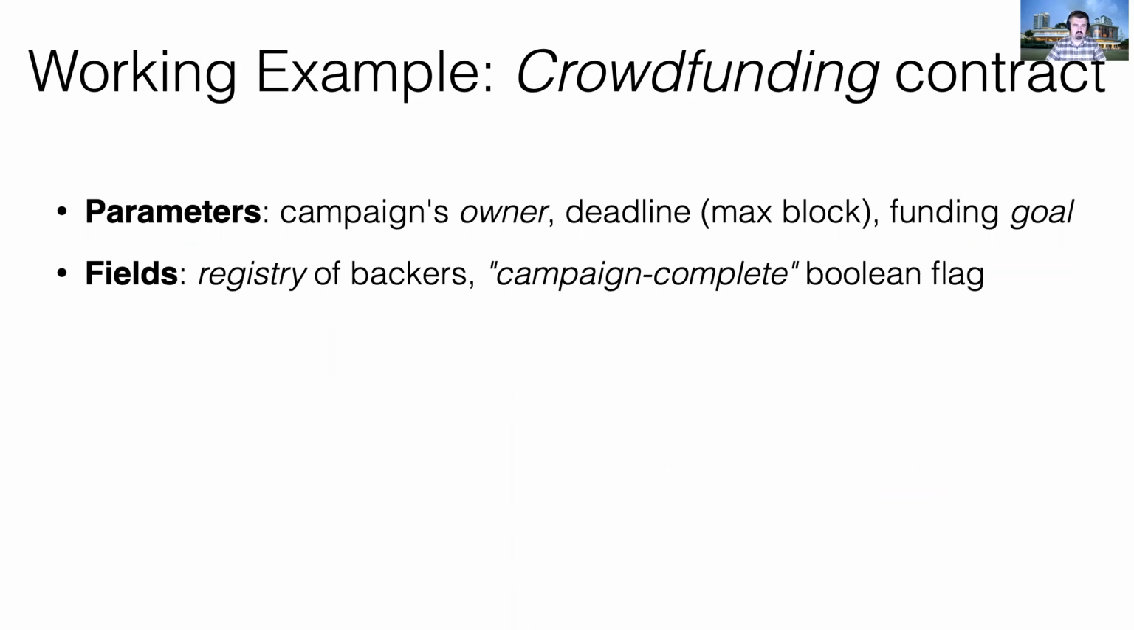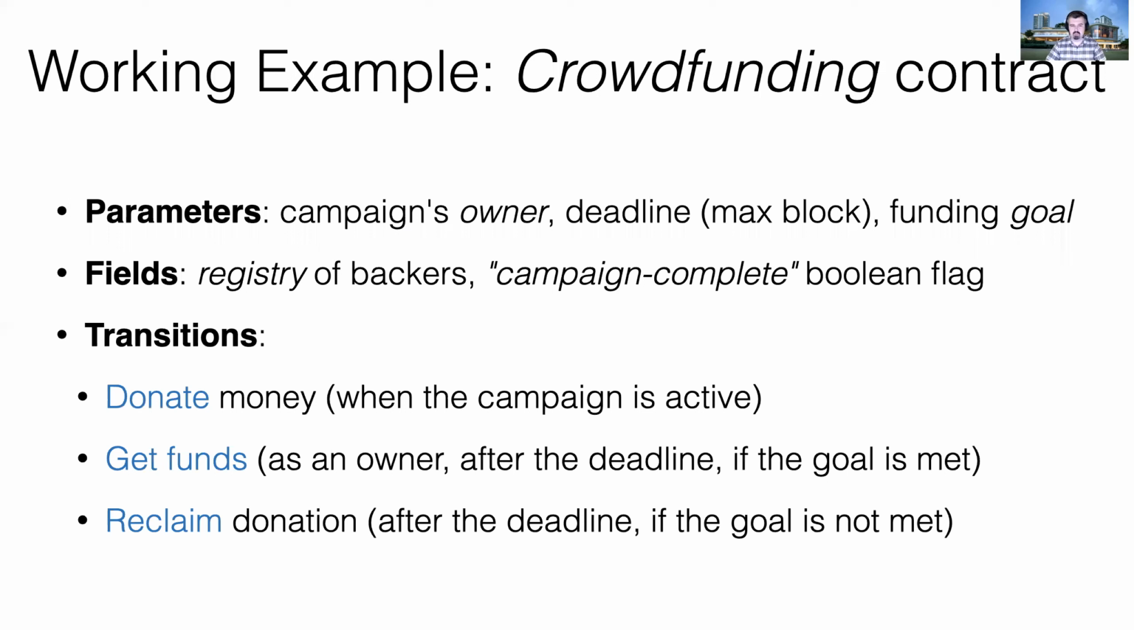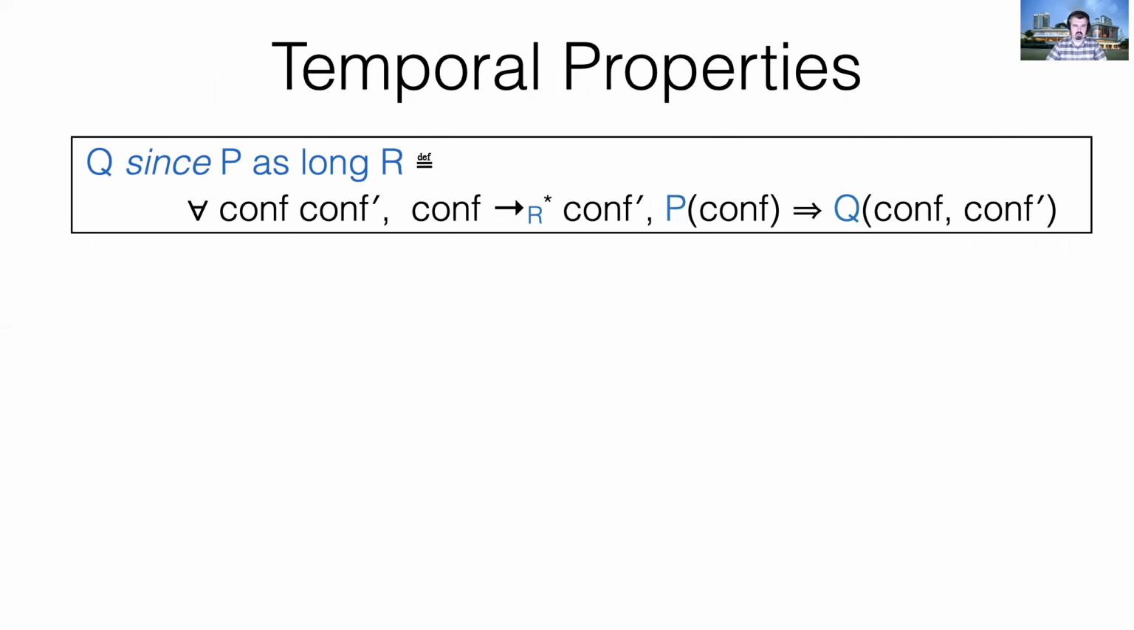So this contract has certain parameters with which it begins, like the deadline and its funding goal. It also has the fields which are supposed to be mutable, such as the registry of the accounts that back this contract. And finally, it only has three ways to manipulate it by means of sending it messages: either donate the money, or get the funds if you're the dedicated owner of the contract after the deadline, or reclaim the donation if the goal has not been met.